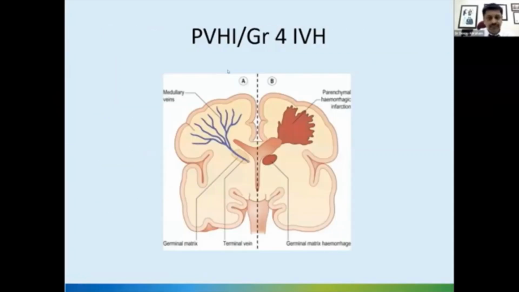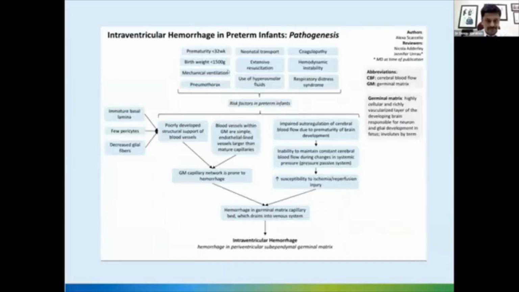As I said before, the mechanism of grade 4, or periventricular hemorrhagic infarct, is slightly different from the other grades of intraventricular hemorrhage. You can see the medullary veins. Those are the veins which drain the white matter. They join to form the terminal vein, and this terminal vein passes through the area of the germinal matrix. So when there is a significant intraventricular hemorrhage in the germinal matrix area, it compresses and causes an obstruction in this terminal vein, resulting in significant back pressure, causing a significant hemorrhagic infarct in the brain parenchyma. And this is the etiology for grade 4 hemorrhage or periventricular hemorrhagic infarction.